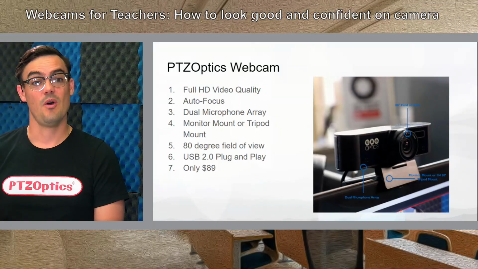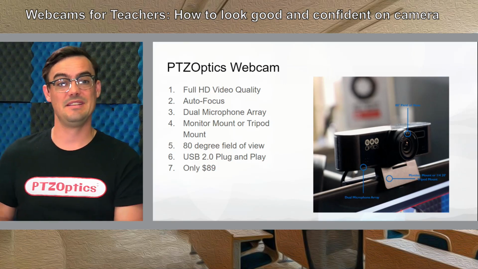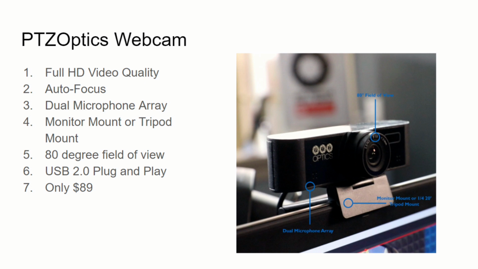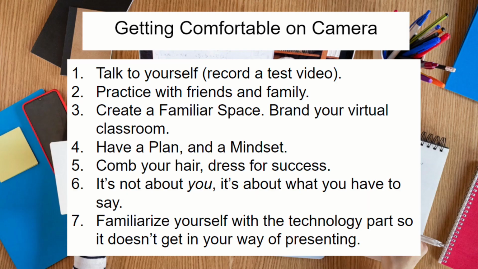Okay, so with that being said, I'm going to go ahead and tweak and tune the PTZOptics webcam. It's full 1080p. It has a microphone array, so we can use it for our camera and our microphone. We can mount it directly to the top of our laptop lid. It's got an 80-degree field of view, which we're going to see here. It's about 2 feet from where I'm standing, and it's less than $100. So it's a really great option and has a little privacy cap, which a lot of teachers enjoy.